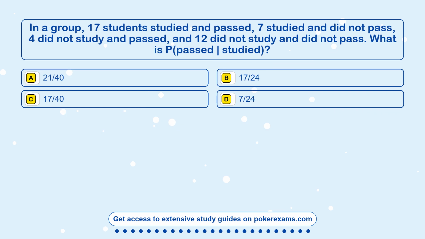Question 23. In a group, 17 students studied and passed, 7 studied and did not pass, 4 did not study and passed, and 12 did not study and did not pass. What is P(passed | studied)? Option A 21/40. Option B 17/24. Option C 17/40. Option D 7/24.